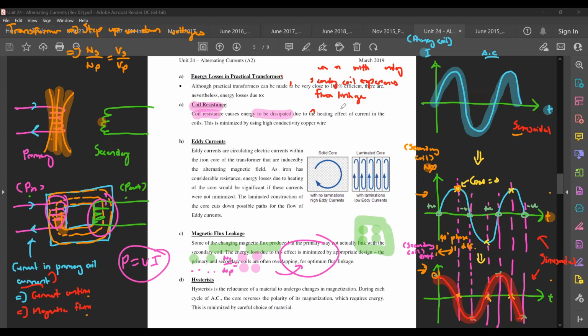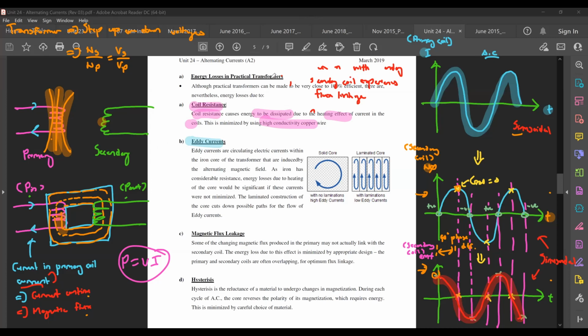It causes energy to be dissipated due to the heating effect occurring in the coils. You can actually reduce this power loss by using a high conductivity copper wire. High conductivity here just means low resistance. So the first source of power loss is your coil resistance. Now the second source of your power loss is what you call eddy currents. Just now I asked you to ignore the mention of eddy current, and I mentioned that I'll explain it again in AC circuits, specifically in transformers.